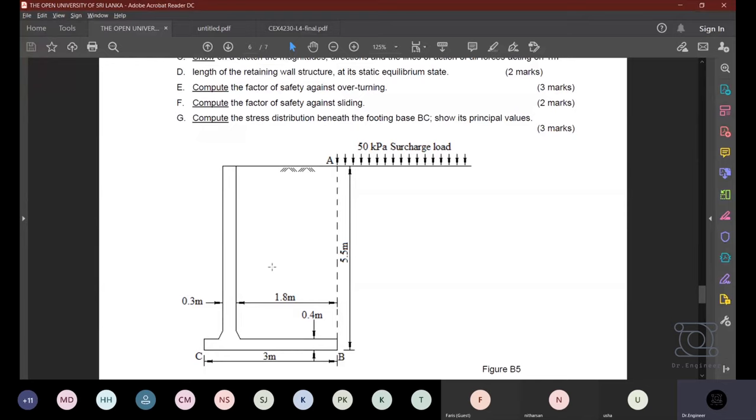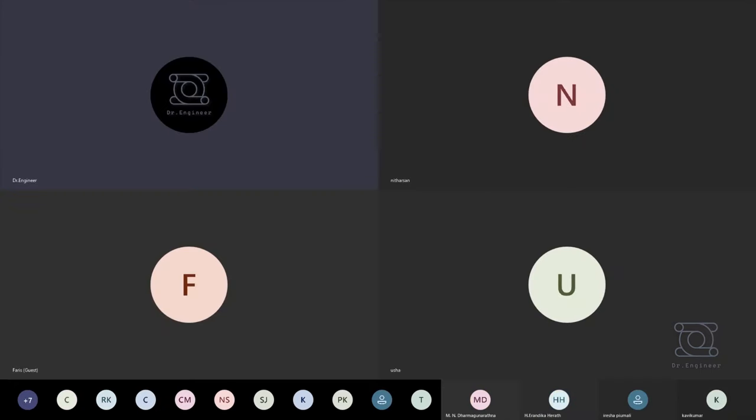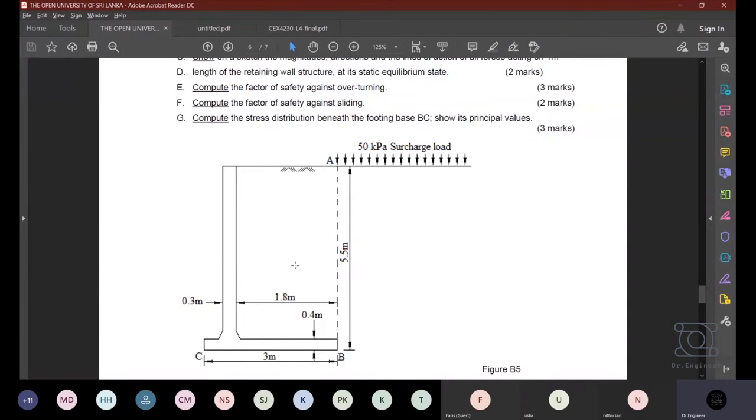What is the weight of the stem? Weight of the stem is 0.3. Sir, can I say it again? I'll do that, right? The problem is I can't write on the PDF. That's why I'm just sharing it and talking through that. I'll do that calculation also. So when you see the weight of the stem, it is 0.3 times the height, that is 5.1, into the unit weight of the concrete, right? So that is the thing. I'll just do the calculations quickly.